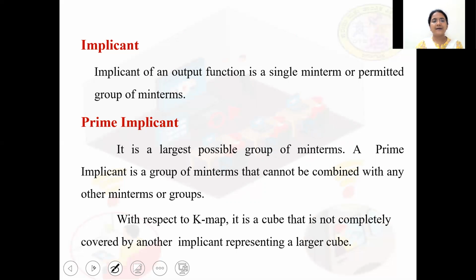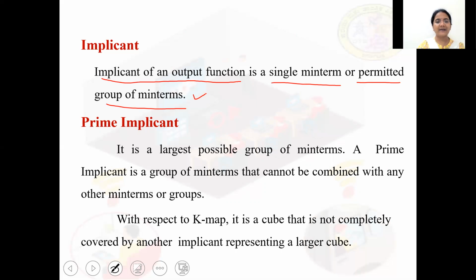Next is a very important topic, that is implicant, prime implicants, and essential prime implicants. Whenever we are considering an expression which we have to simplify, the expression which has the min terms, all the single min terms are implicants. And whenever we consider those min terms to form groups, the permitted groups of min terms are also called implicants of an output function. An implicant of an output function is a single min term or a permitted group of min terms.